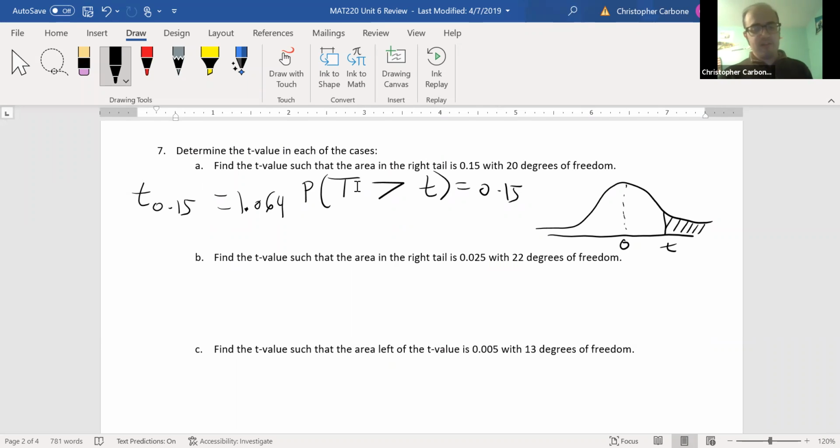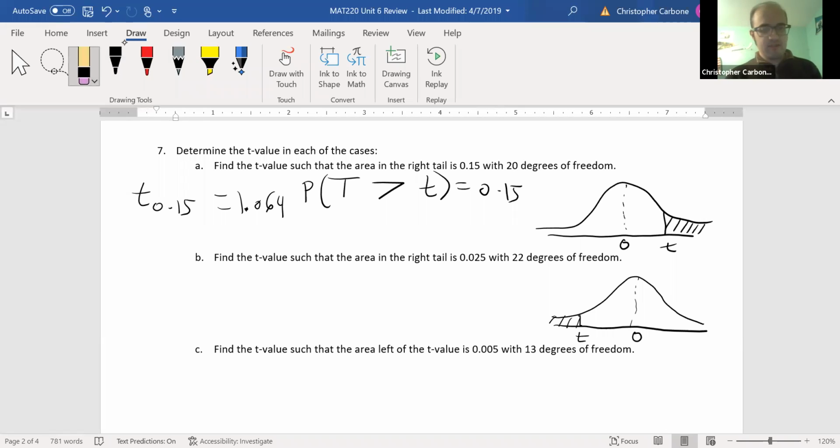For the t value such that the area in the right tail is 0.025, this time with 22 degrees of freedom. So the mean is 0 there. 0.025 would be down here-ish, with the area to the, excuse me, this is the right tail. I'm doing the left tail. One second.